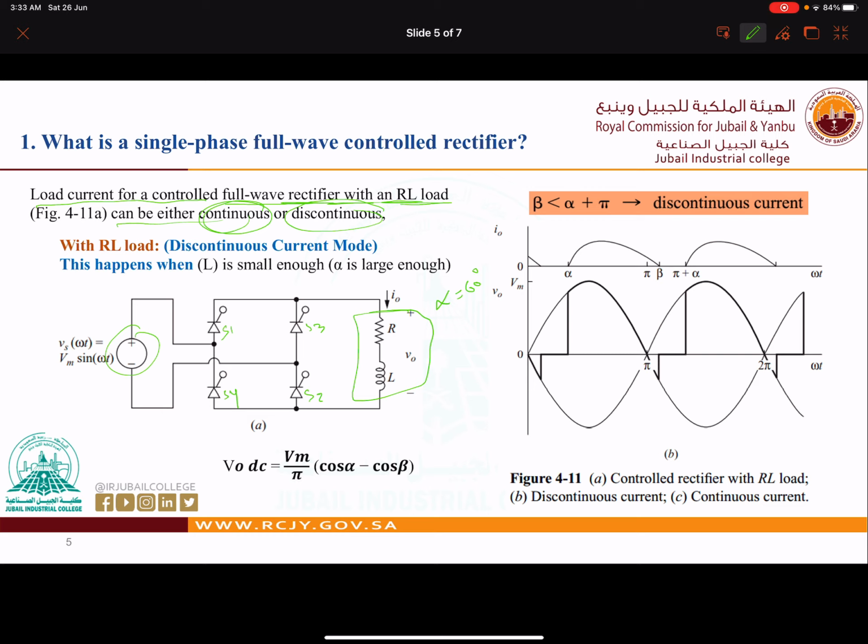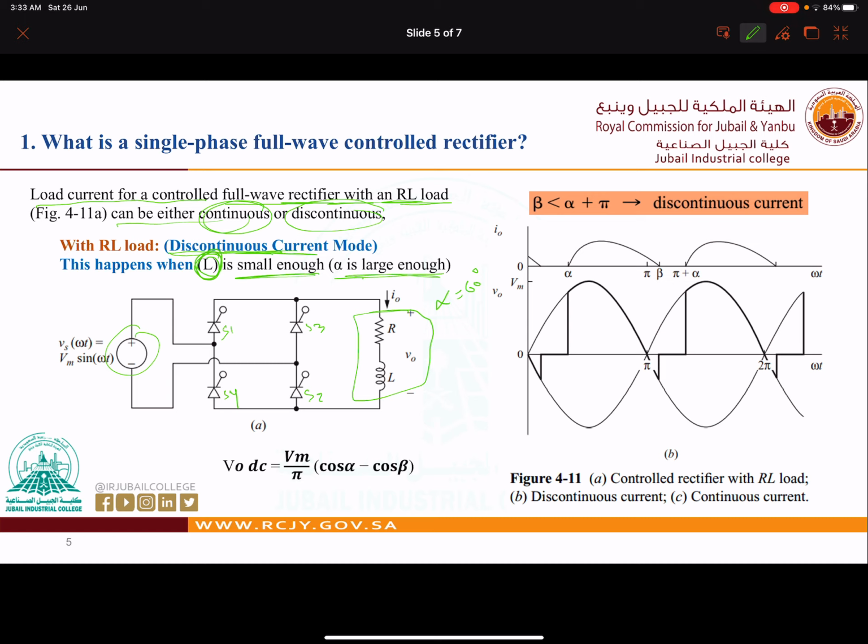Now, he said something very important. If we need to make sure that it is in discontinuous mode, we need to make sure that the inductive load is small enough, okay, and alpha is large enough. Now we will see what I mean by small enough and alpha is large enough.